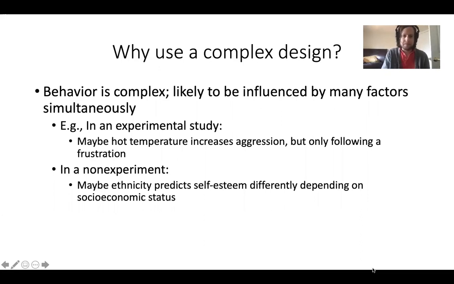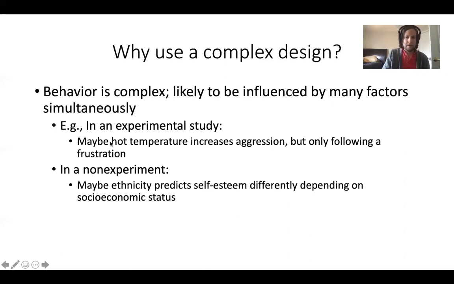But that's because behavior is complex, and there are usually a lot of factors involved that are influencing a given behavior. Just in general, studies these days use 2 or more factors. Here are some examples of studies which are using complex or factorial designs.